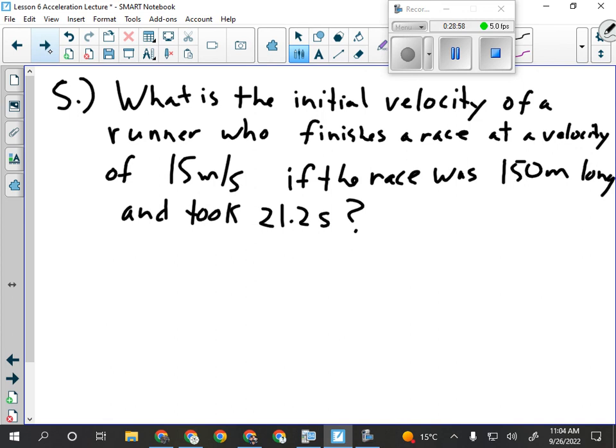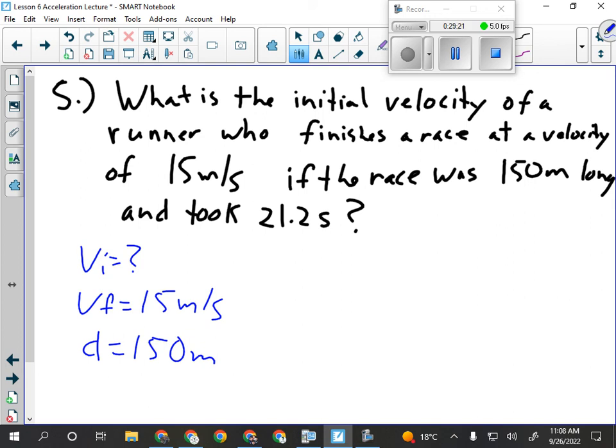Looking for initial velocity on this one. The runner finishes the race at 15 meters per second, and the race was 150 meters, and they took 21.2 seconds. All right, so that's our information. We're looking for VI. What formula should I use here? D equals VI plus VF over 2 times T. Exactly, this one. We don't have the acceleration on this one, so we'll have to use that one.